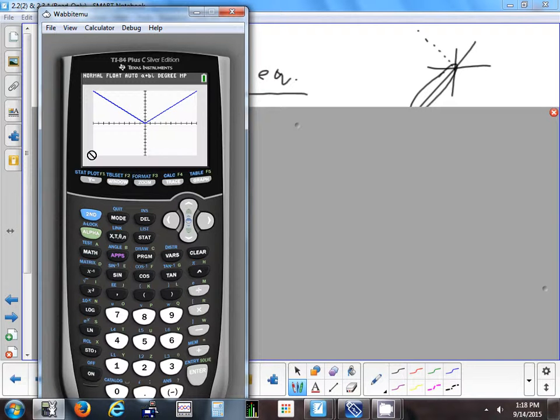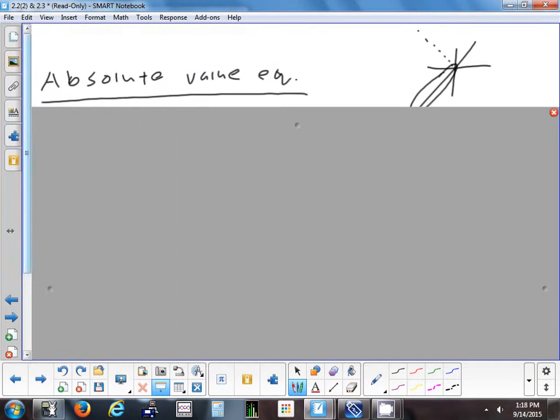How many times could that V shape cross the x-axis? Cross or touch it? Yep, once, just like in the picture here. What else? Yep. I could make it cross twice if I brought it down, like if I just put a minus 2 on the end. Now it'll cross twice. What's the other case? Yep. Not at all. If I shifted it up, it wouldn't cross at all. So that basically tells you how many solutions an absolute value equation can have: 0, 1, or 2.